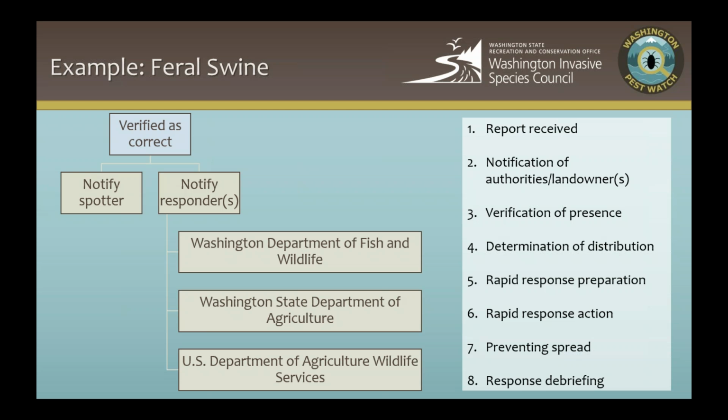Those three agencies work with the council to then initiate a rapid response plan. And so steps 1 through 8 are illustrated to the right. And for feral swine, for every single report, we follow the same process.